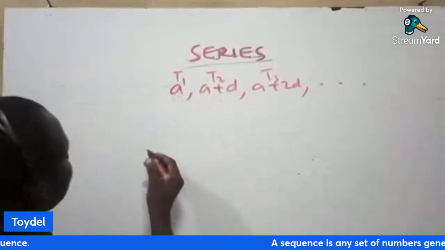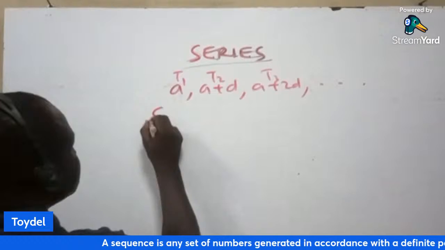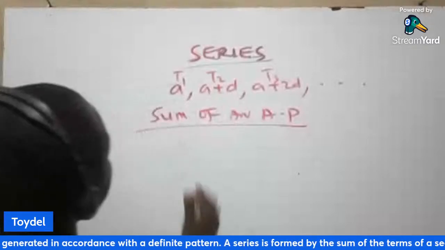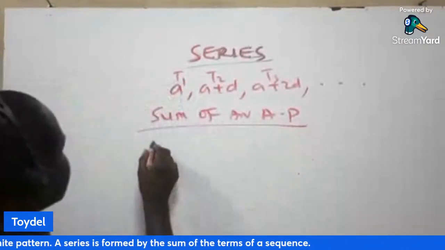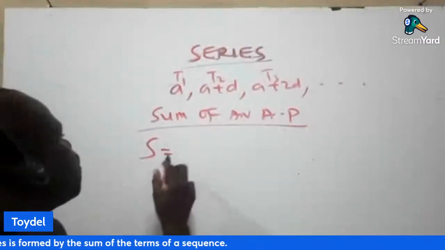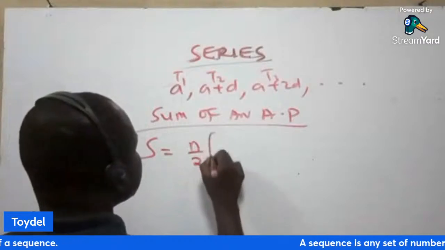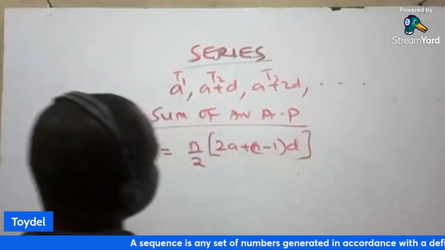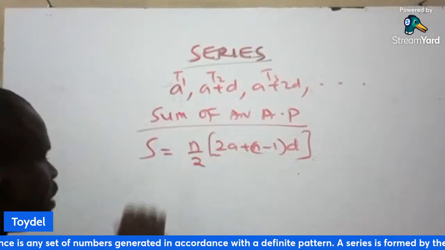So for an AP, we can say the sum of an AP. That is, if you have a linear sequence, what is the sum of everything together? The sum by formula, the sum of an AP is given as n over 2 into brackets 2a plus n minus 1 d. That is what we are going to have. So if you want to find the sum of an AP, it's given by what you have on the board.